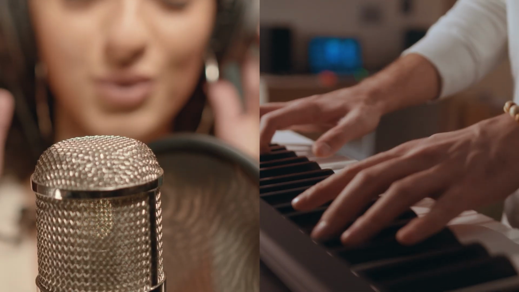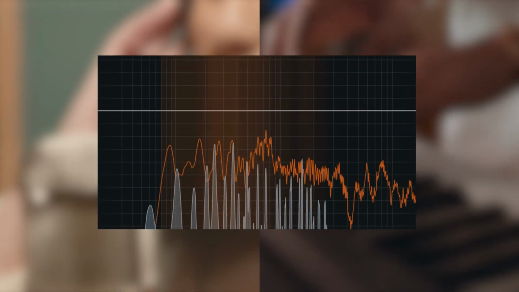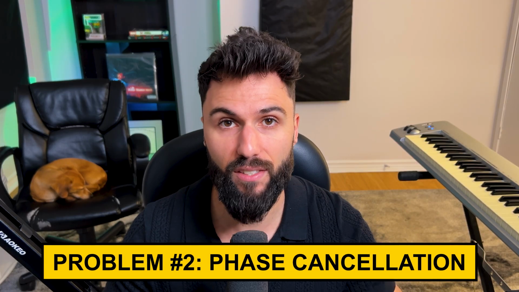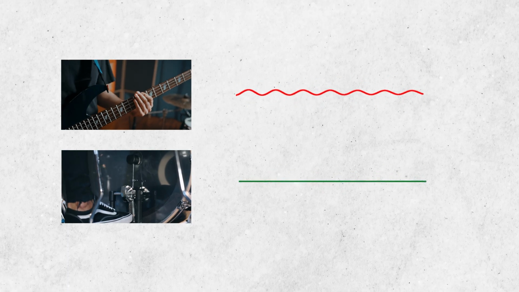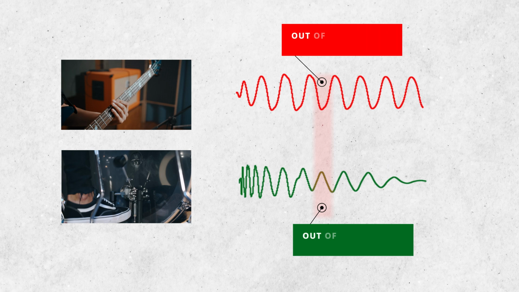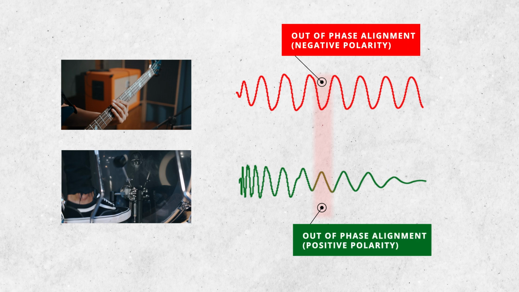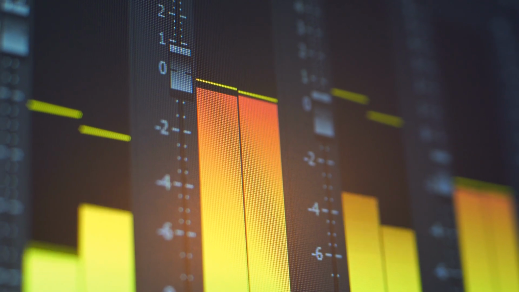This is when multiple sounds with similar frequency content overlap and ultimately obscure each other, preventing them from being heard clearly. And the second is phase cancellation. This is when the waveforms of multiple sounds don't properly align, leading them to partially or completely cancel each other out and resulting in a loss of power and fullness.